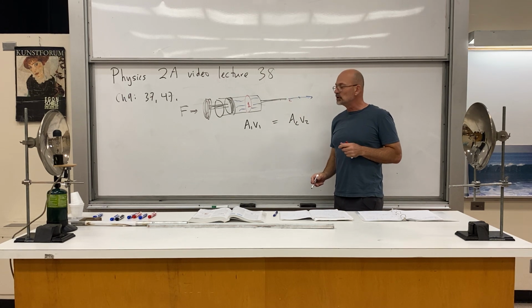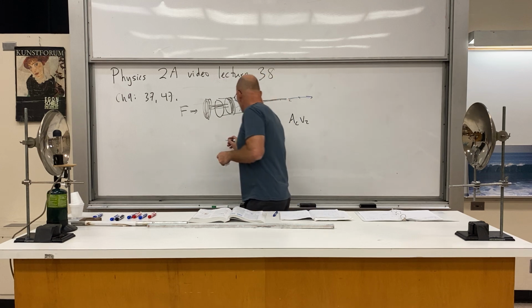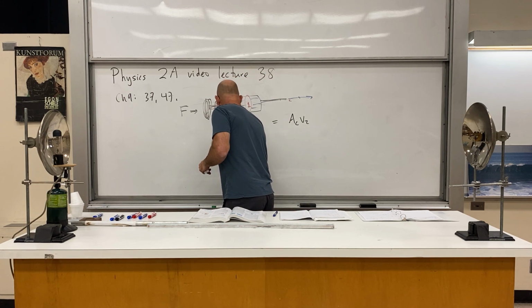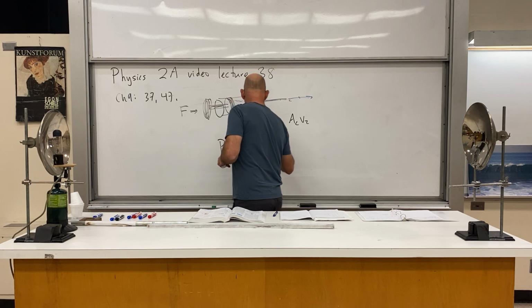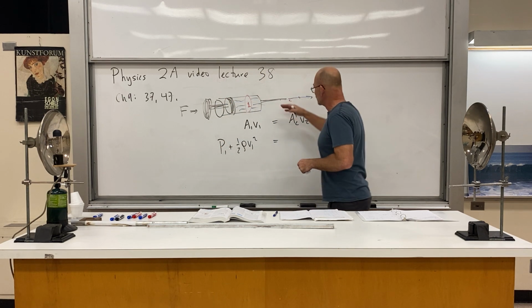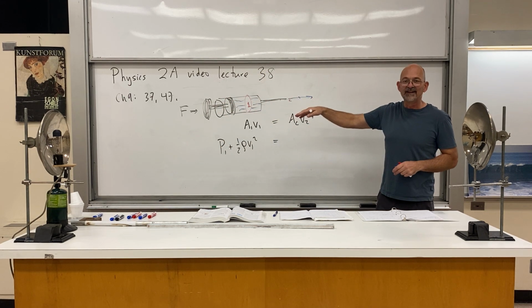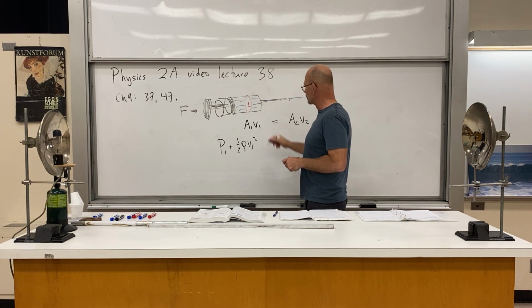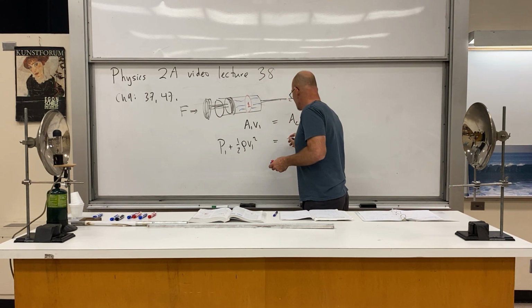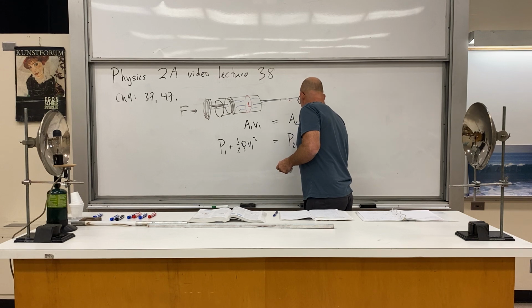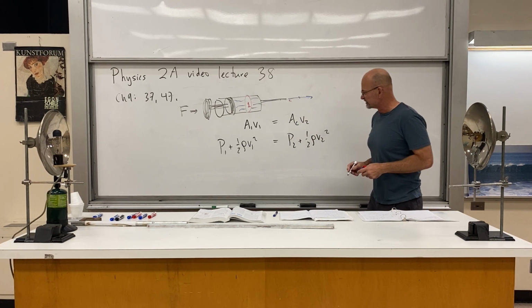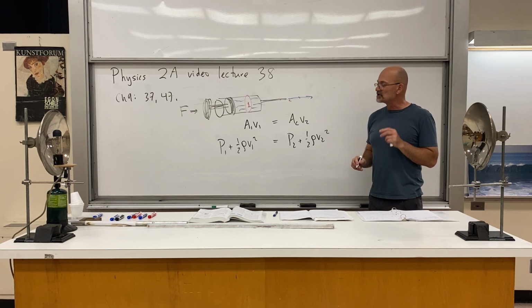We also have Bernoulli's equation, and I'll write that out. P1 plus 1/2 rho V1 squared. And you'll notice it's horizontal, so we don't have any Z component or Z axis to worry about, or Y axis. So that's P2 plus 1/2 rho V2 squared. Still not that much known.